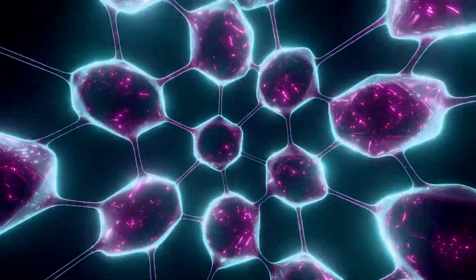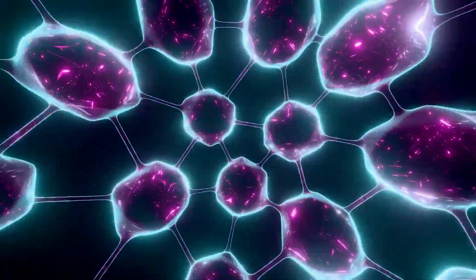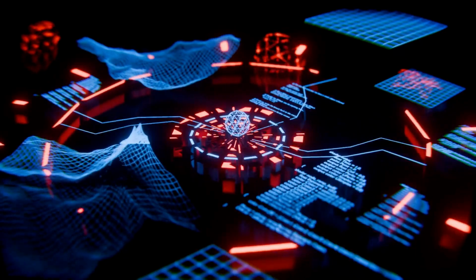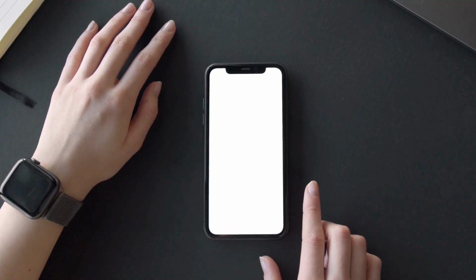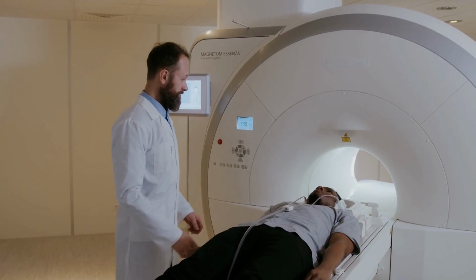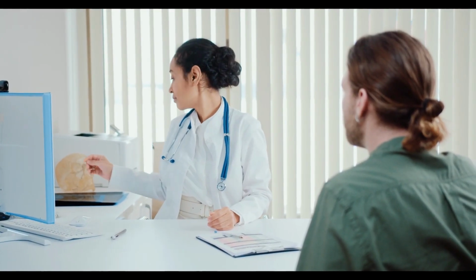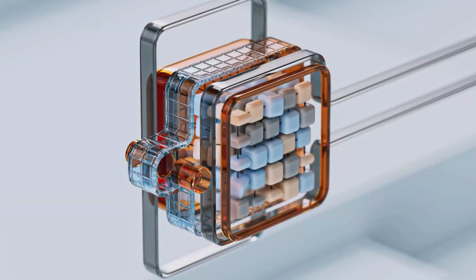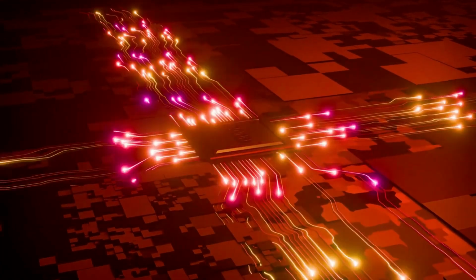Despite its strange nature, quantum physics plays a crucial role in modern technology. Many devices we use today, such as smartphones, computers, lasers, and medical imaging machines, rely on principles of quantum physics. Without it, much of today's advanced technology would not exist.